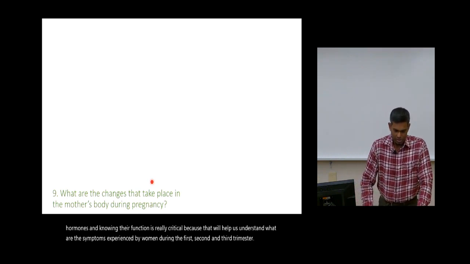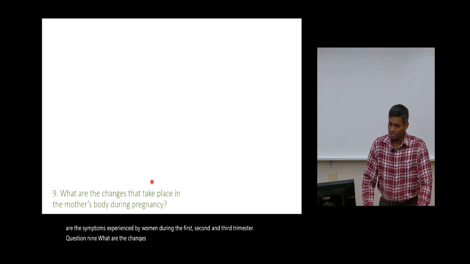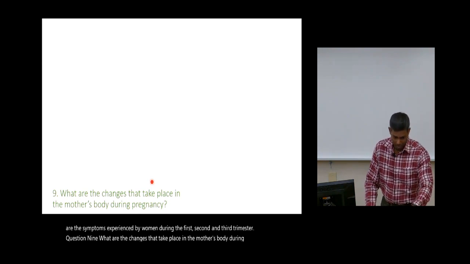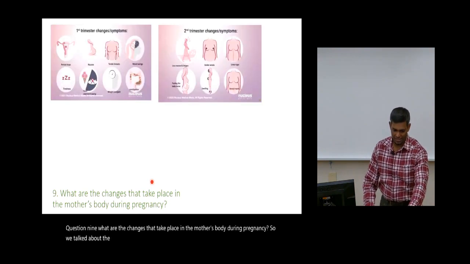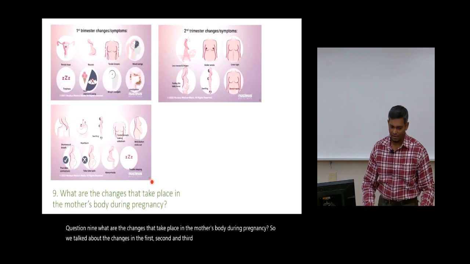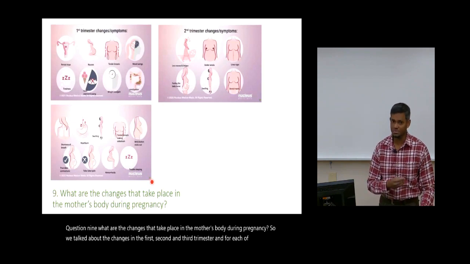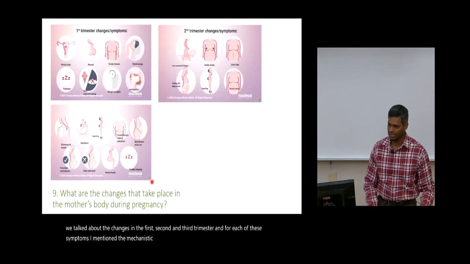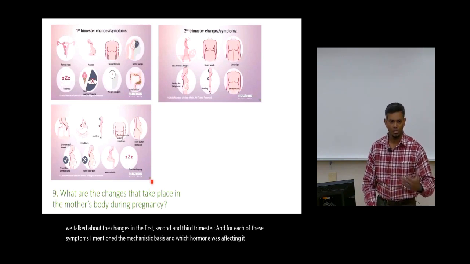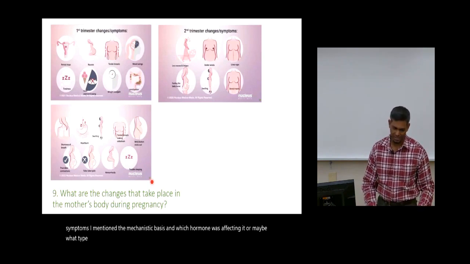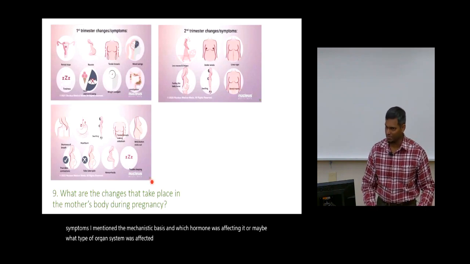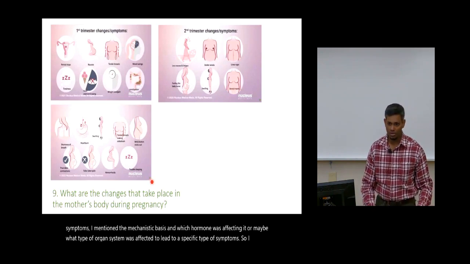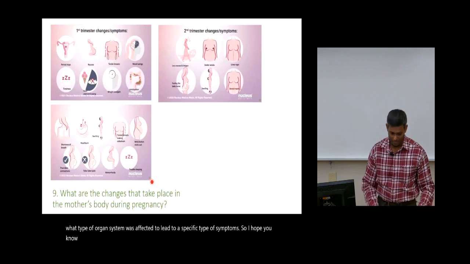Question 9, what are the changes that take place in the mother's body during pregnancy? So we talked about the changes in the first, second and third trimester, and for each of these symptoms I mentioned the mechanistic basis and which hormone was affecting it, or what type of organ system was affected to lead to a specific type of symptom. So I hope you know the reasoning behind it.